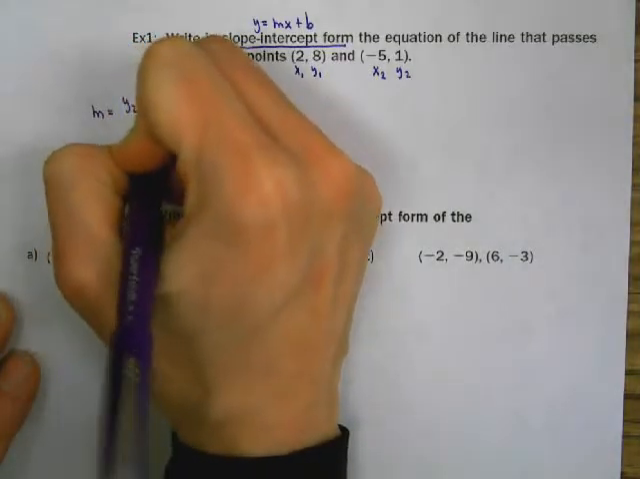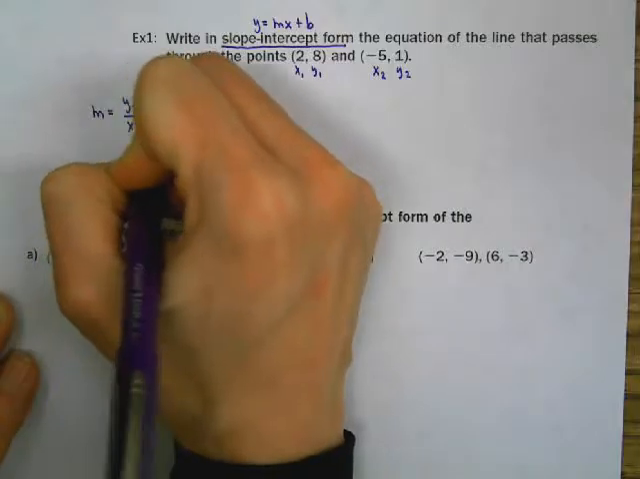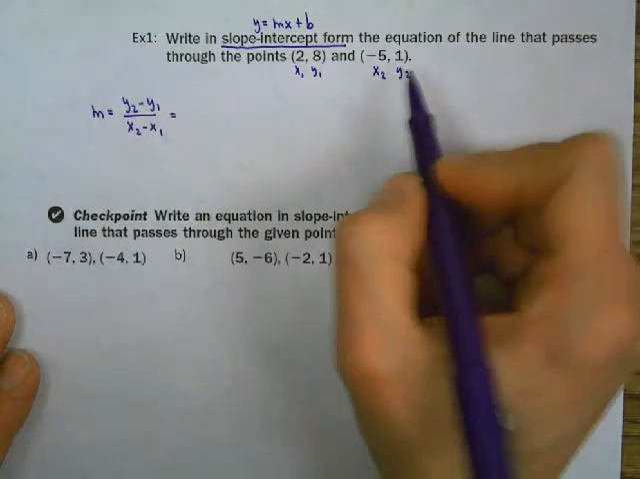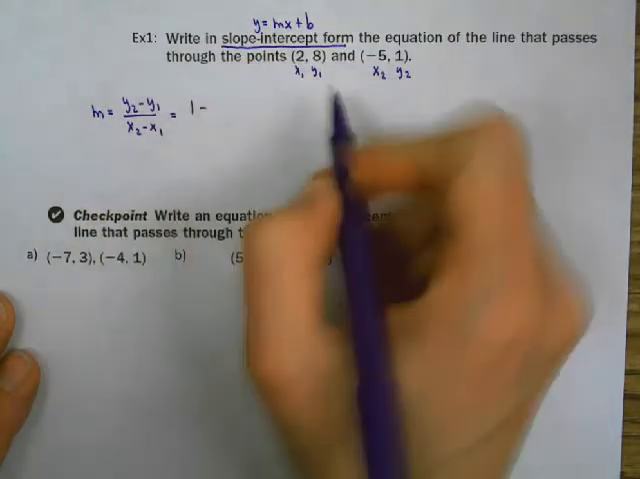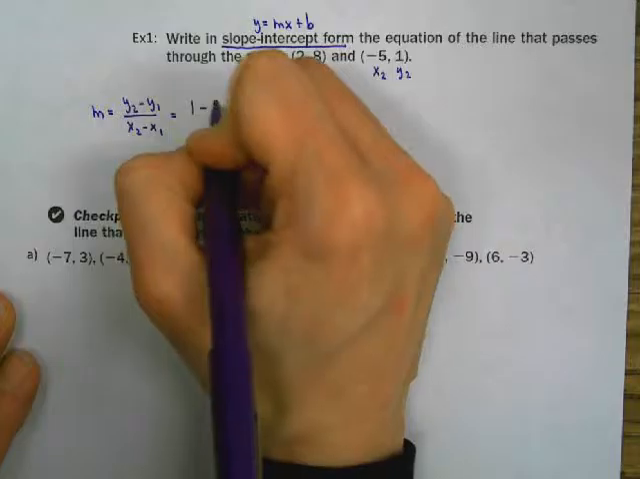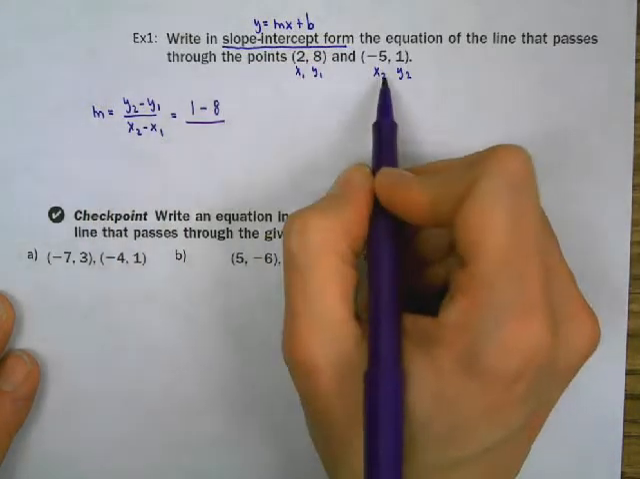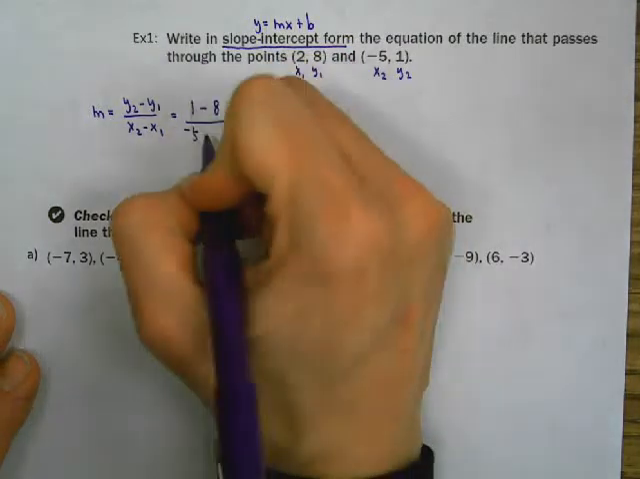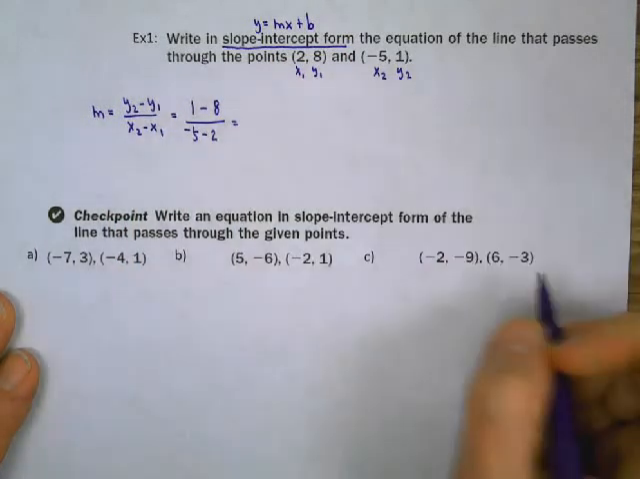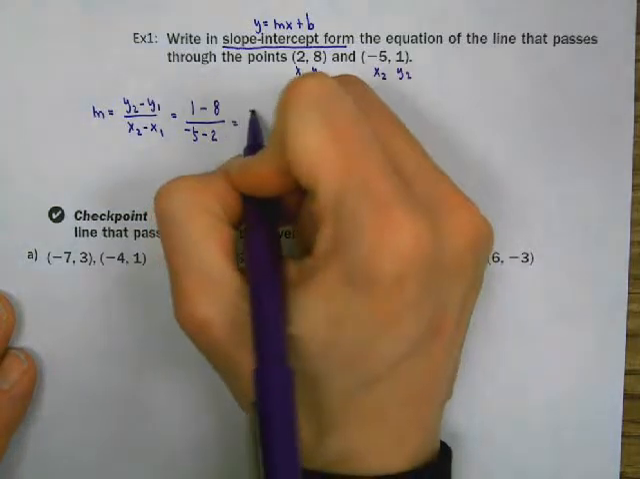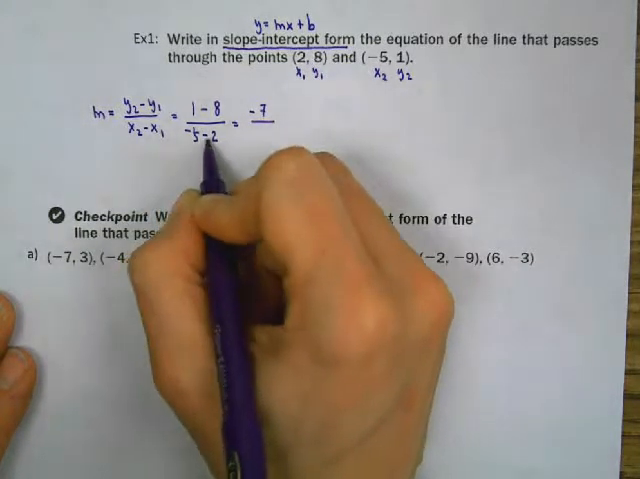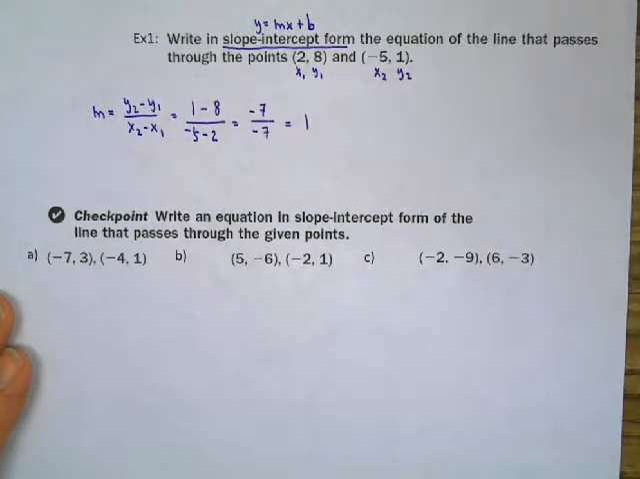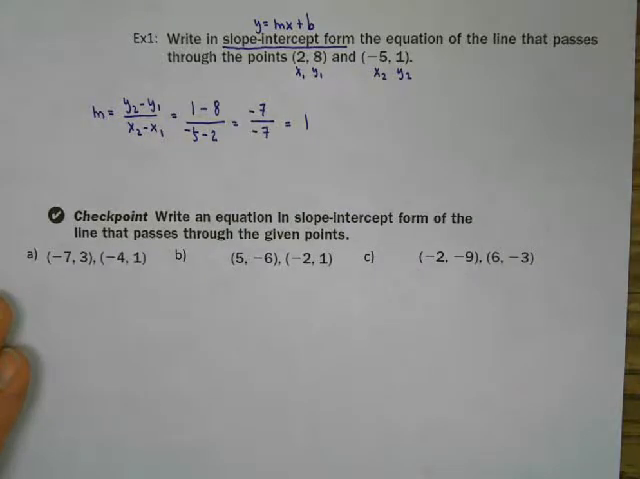So I have y2 minus y1 over x2 minus x1. And I'm going to go ahead and plug in my points. So y2 is 1, y1 is 8, so 1 minus 8 over, x2 is -5, and then x1 is 2, so minus 2. So now I'm going to simplify. 1 minus 8 is a -7. -5 minus 2 is also -7, so my slope is a +1.